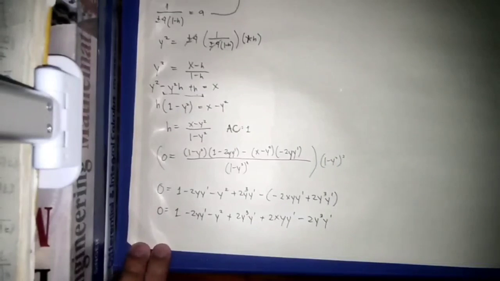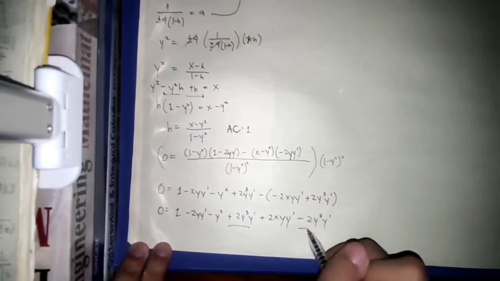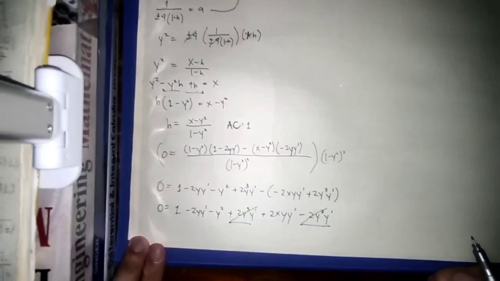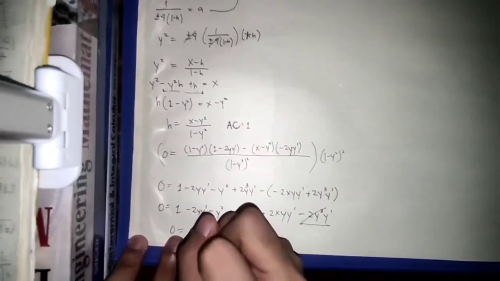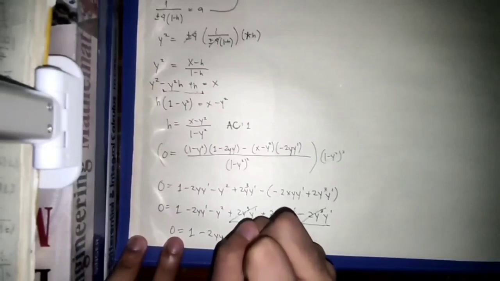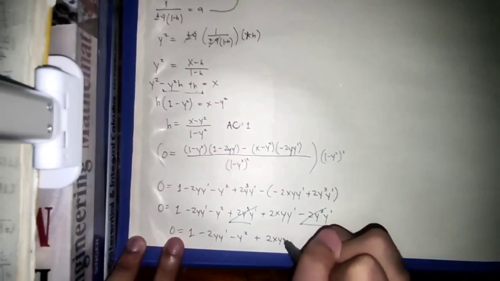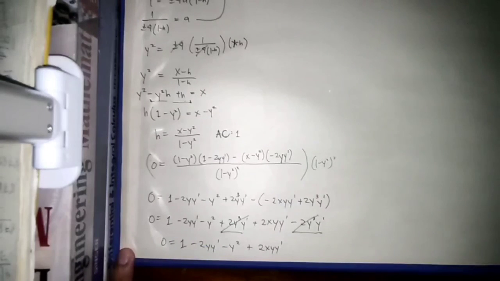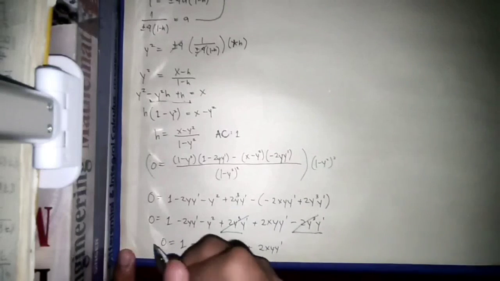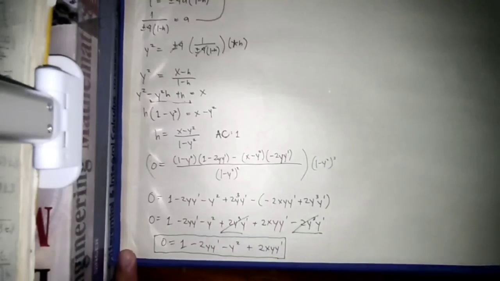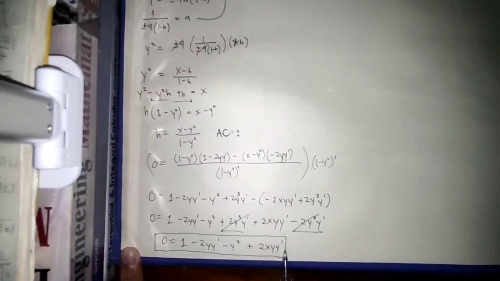As you can see, these two terms equate to 0, so we can just cancel them out, giving us 0 equals 1 minus 2y prime minus y squared plus 2xy y prime. Now this form can already be our final equation, but if we want to factor out 2y prime in these two terms, then you may do so.